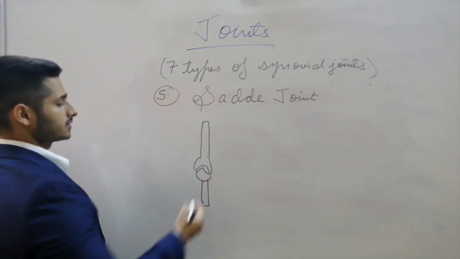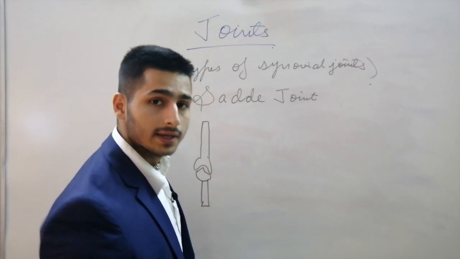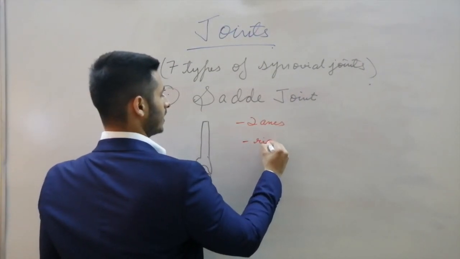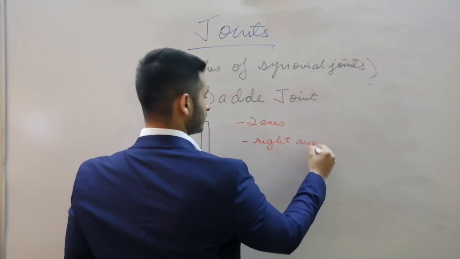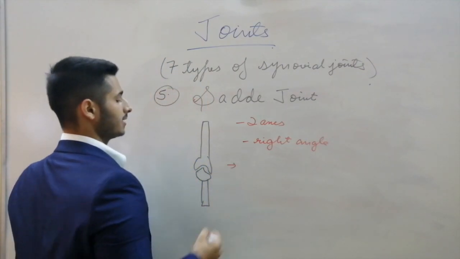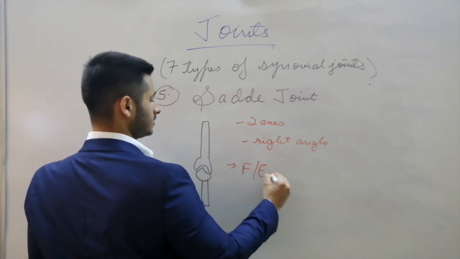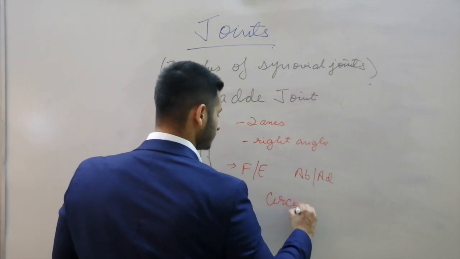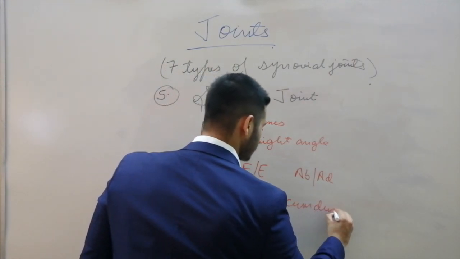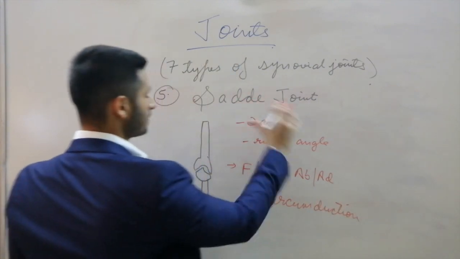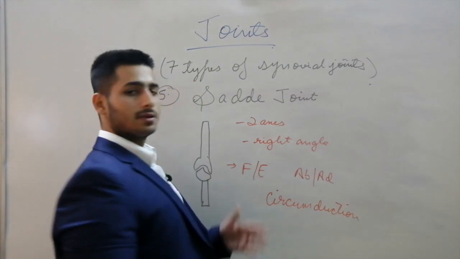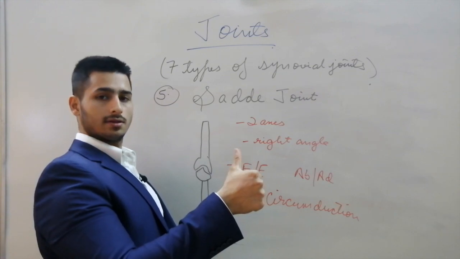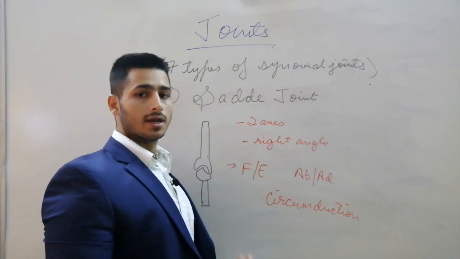This is how a saddle joint looks. It looks like a saddle. It is saddle shaped, and it permits movement around two axes at a right angle to each other. Movements permitted are flexion, extension, abduction, adduction, circumduction. A perfect example of a saddle joint is the thumb. The thumb is a perfect saddle joint. It allows all the movements: flexion, extension, abduction, adduction, and circumduction.